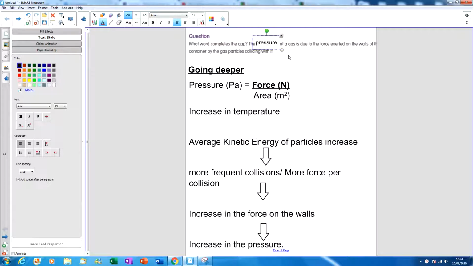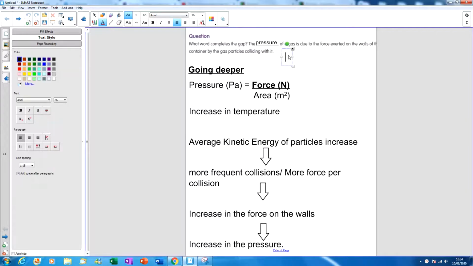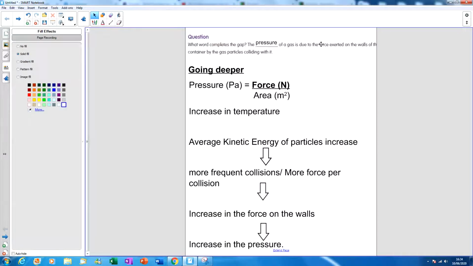Okay, so the first issue, people seem to struggle with this question. What word completes the gap? The something of a gas is due to the force exerted on the walls of the container by the gas particles colliding with it. So the answer to this one was pressure.